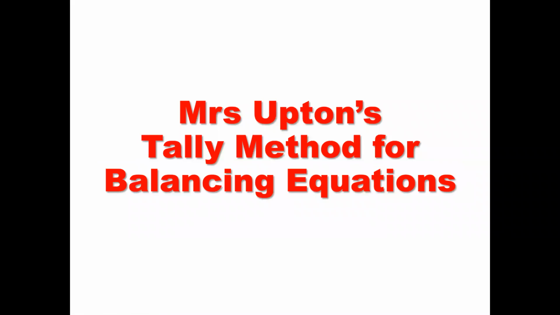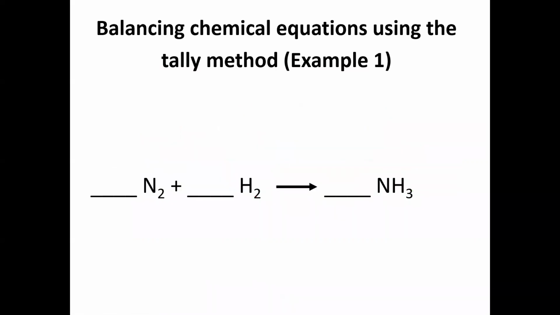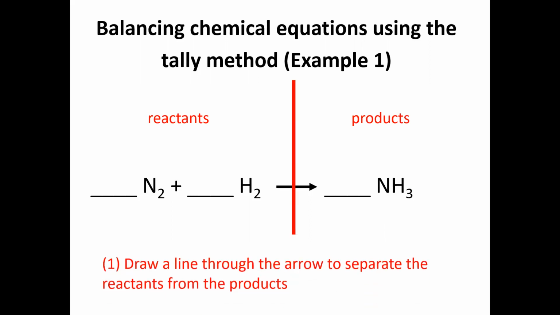So for those that are watching this video for the first time and haven't been able to look at the first tutorial, this is my tally method for balancing equations. Balancing chemical equations using a tally method first requires that you can identify the reactants and the products. And to ensure that you don't get the two confused, you draw a line through the arrow to separate them.